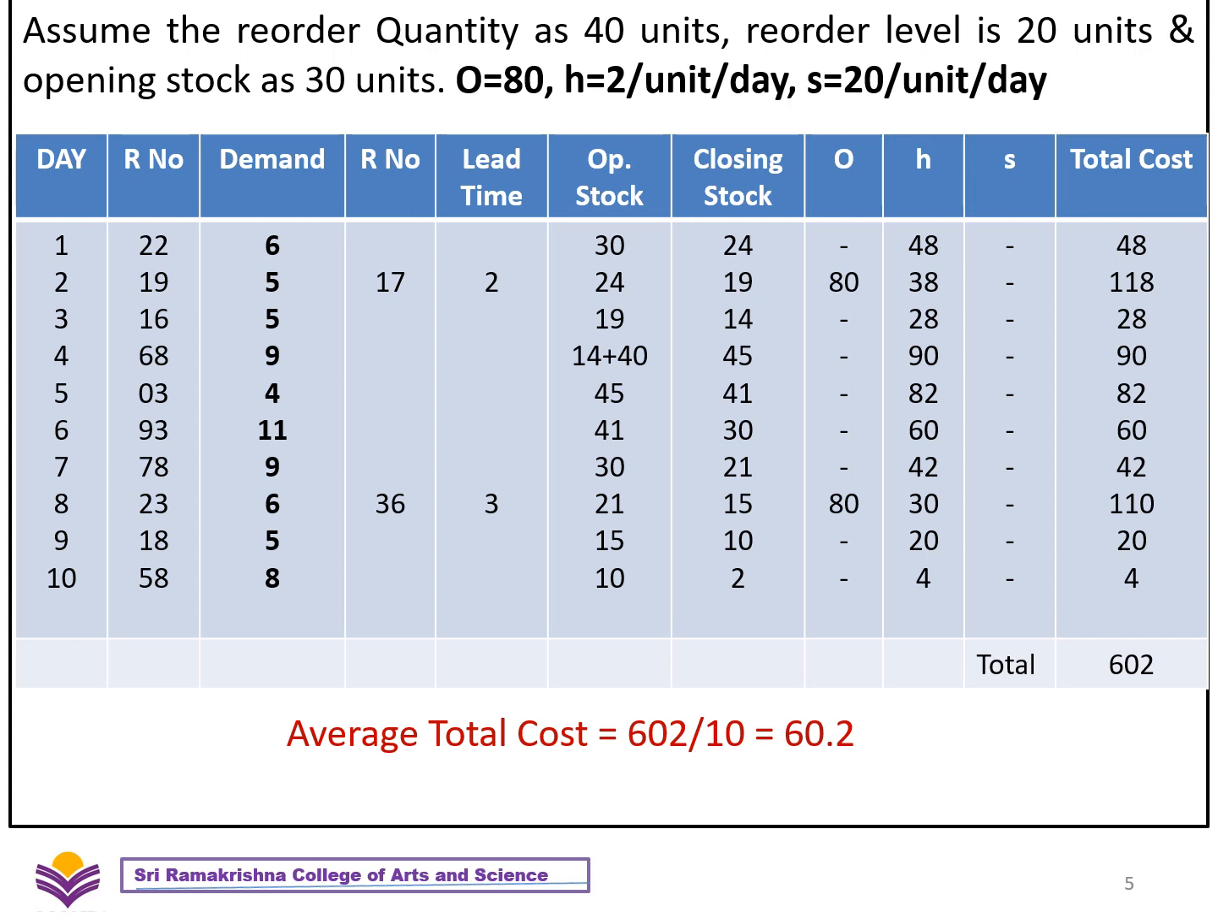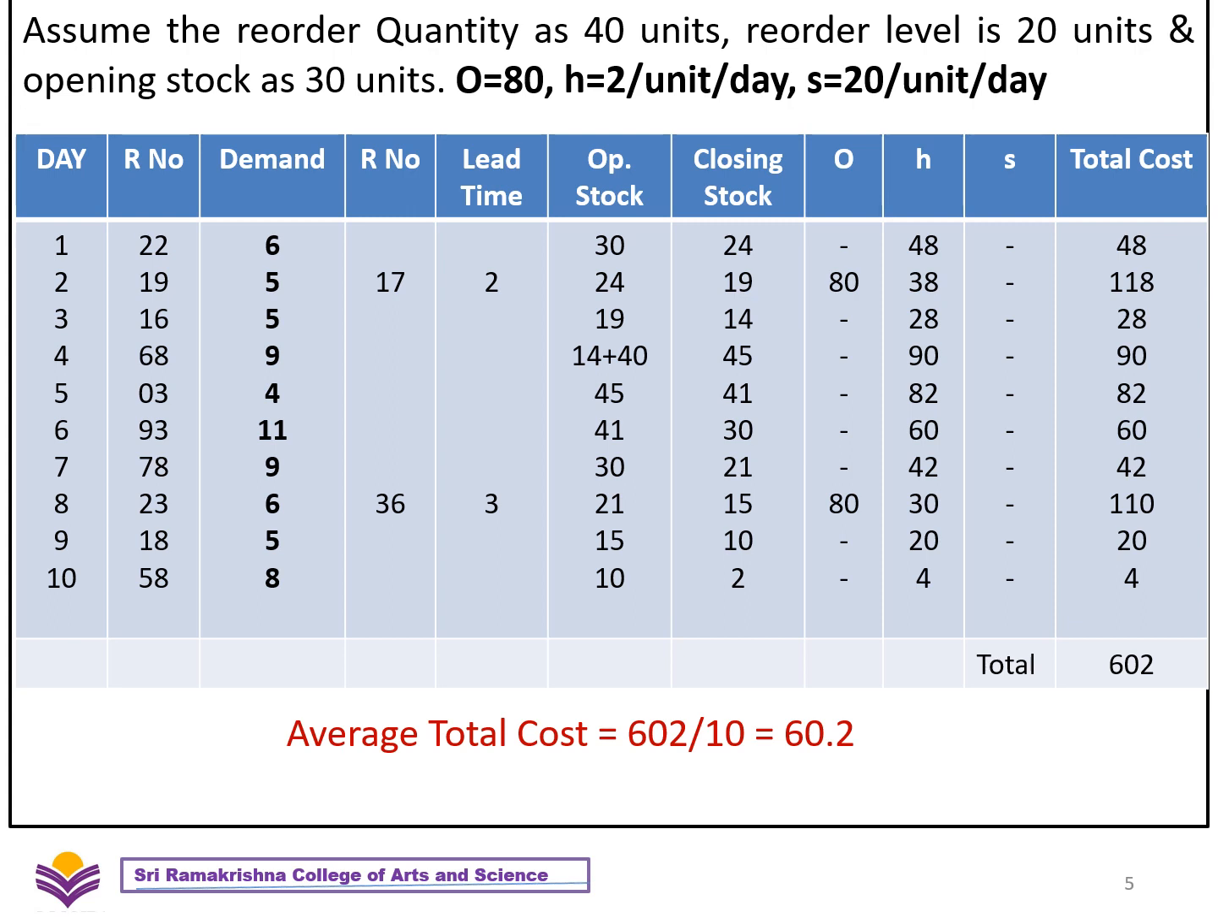Assume the reorder quantity as 40 units, reorder level is 20 units, and the opening stock as 30 units. Usually, this will be given in the problem itself. In case it is not given along with the problem, then we have to assume this. Here we are assuming the reorder quantity as 40 units. What do you mean by reorder quantity? Every time you place an order, you are going to place an order for 40 units.